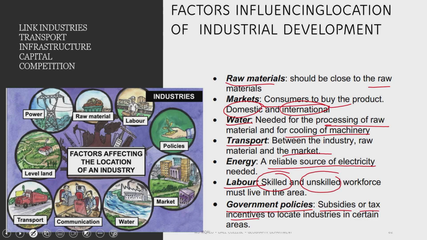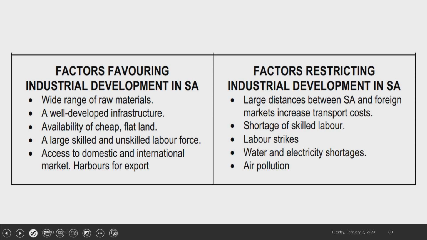Here are other factors that we've mentioned: market, water, communications, telecommunications, internet. You need that infrastructure, Wi-Fi, transport, level land, power. We've talked about raw materials and labor, skilled and unskilled. Then factors favoring industrial development in SA. We have a wide range of raw materials, well-developed infrastructure, cheap flat land, skilled and unskilled labor, and we have a domestic and international market. And we have both harbors as well as airports to transport our goods internationally.